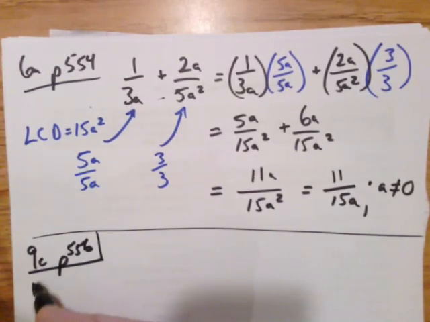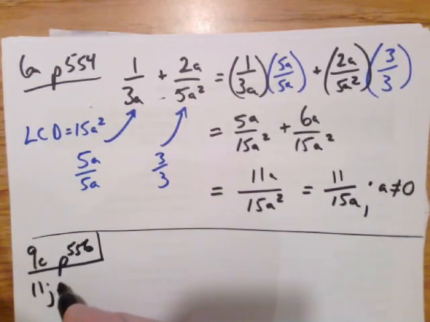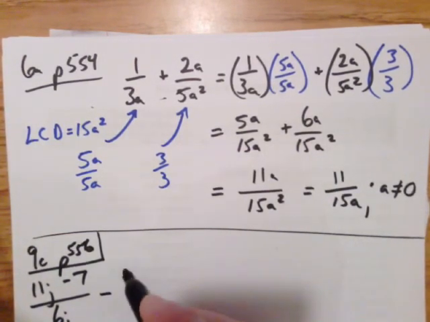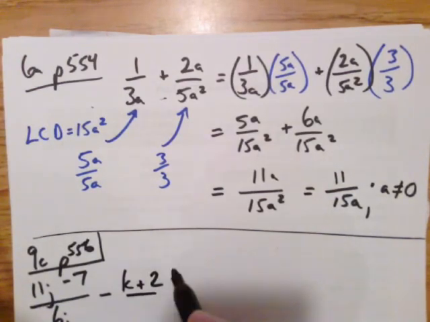9C, so we have 11j minus 7 over 6j squared. And people say, when am I going to use this in real life? K plus 2 over 7k.